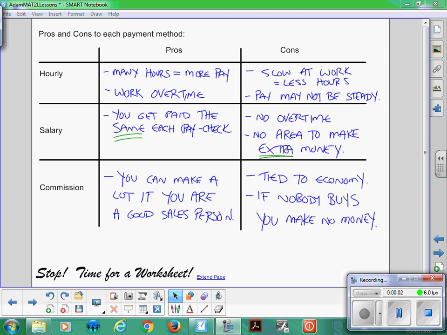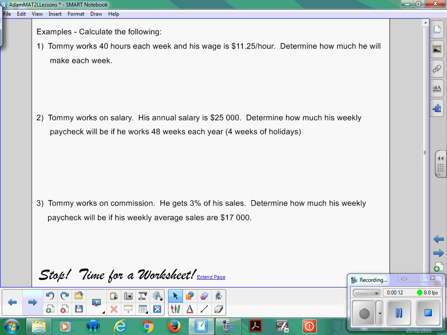Okay, you've completed your investigation on some different payment systems with different jobs. Hopefully you're able to find a job in an area that you're interested in and took a look at how it works. What I'm going to do now for the last three examples here is just show you the calculations on how this works. Some of this you'll be all right with. You've seen before. Some of this, the salary one might be a little bit new. So we're going to look at Tommy at three different job options here.